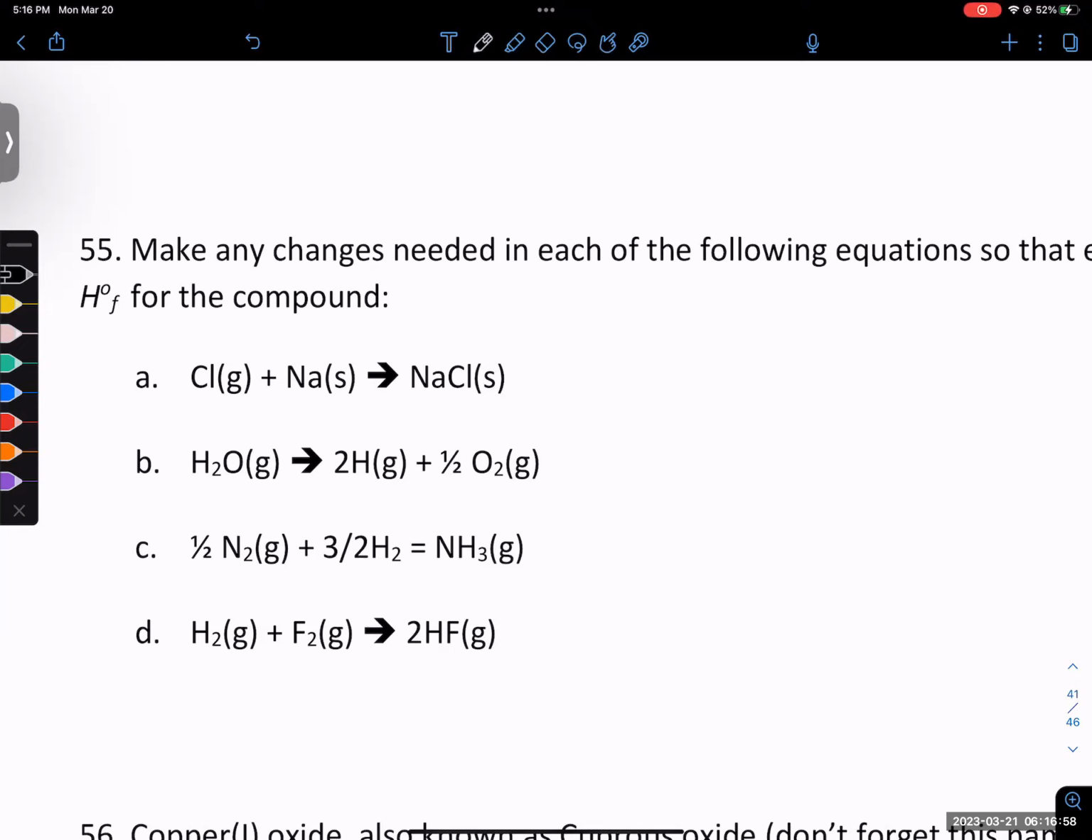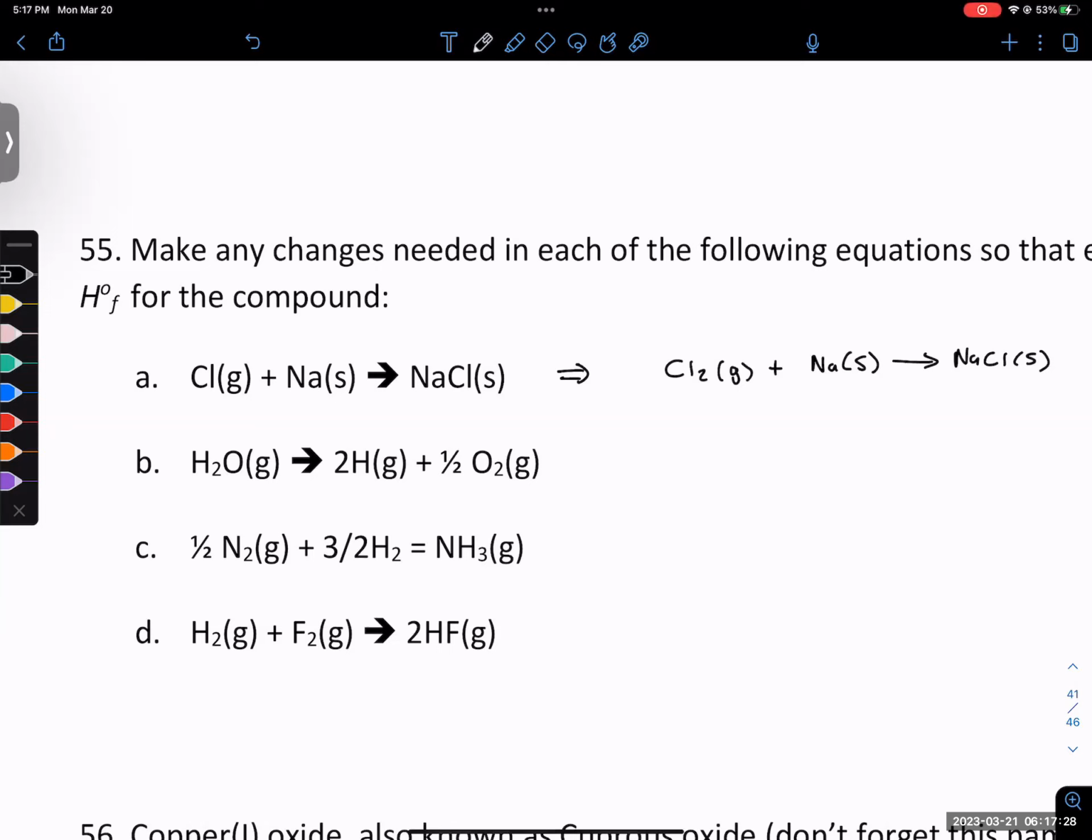Sodium solid and chlorine gas. Isn't chlorine diatomic? Chlorine is diatomic, so in its elemental form, chlorine is found as Cl2. So we have to go ahead and rewrite this. The correct way would be Cl2 gas plus sodium solid goes to sodium chloride solid. That's how you should do it.